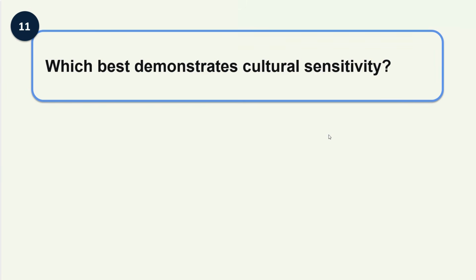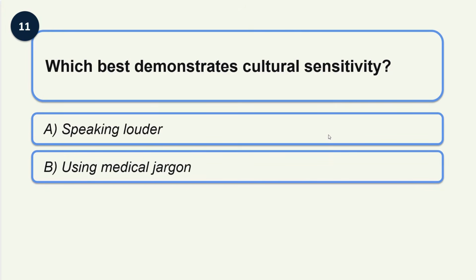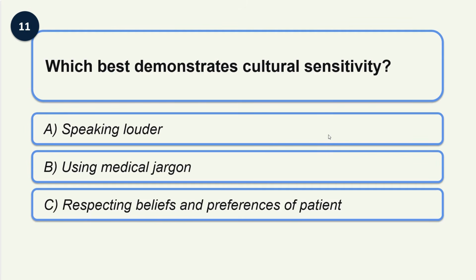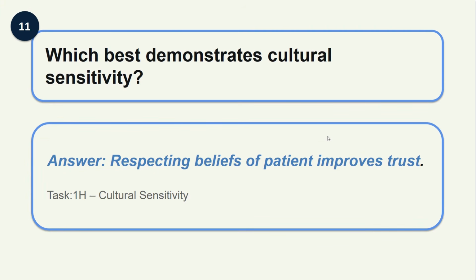Next, which best demonstrates cultural sensitivity? A. Speaking louder. B. Using medical jargon. C. Respecting beliefs and preferences of a patient. D. Avoiding cultural questions. The correct answer is respecting beliefs and preferences of the patient, which is cultural sensitivity.